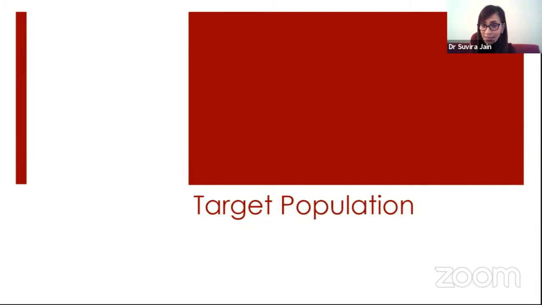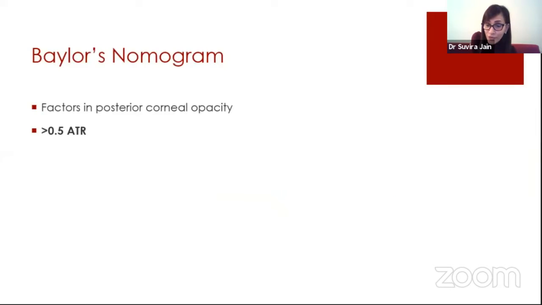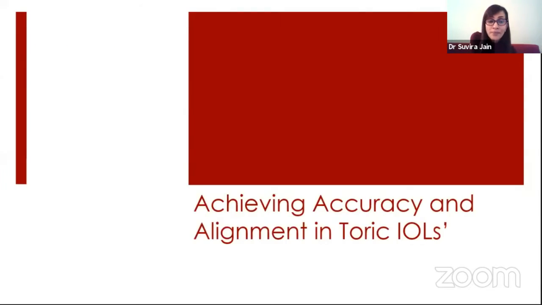It's worth remembering that at least 30%, if not more, of patients have a preoperative corneal astigmatism of equal to or more than 1 diopter. Moreover, if you were to take Baylor's nomogram into consideration, which factors in the posterior corneal toricity, patients with as little as 0.5 diopters against the rule would also be suitable candidates for toric IOLs.